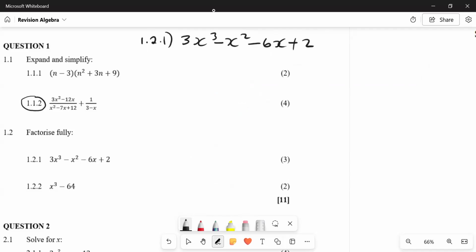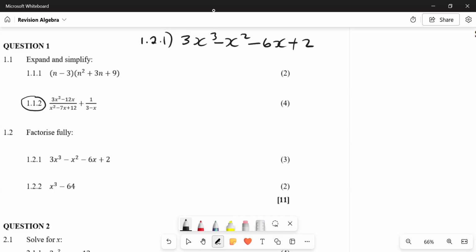They're saying factorize fully, so we have to factorize. When you factorize, you must end up with two brackets, right? You can factorize by taking out the common factor. You can factorize by opening two brackets and looking for factors. So this is just factorization.